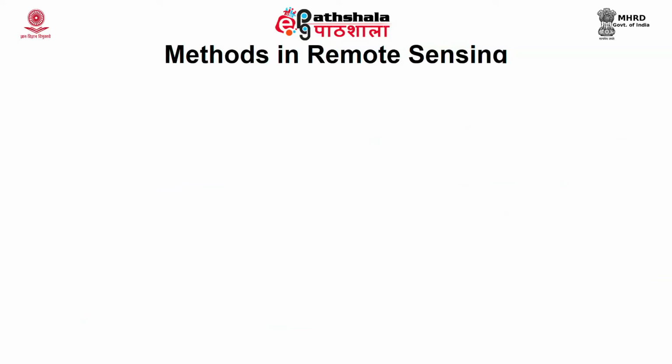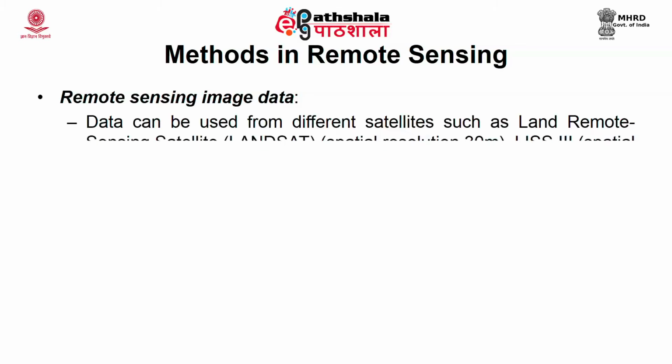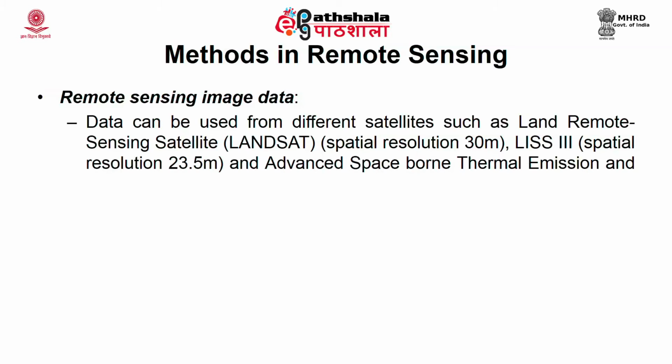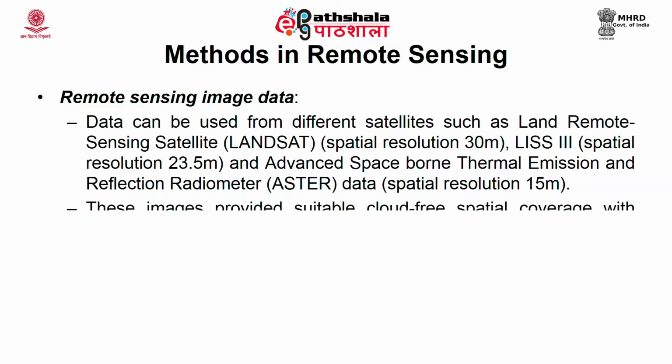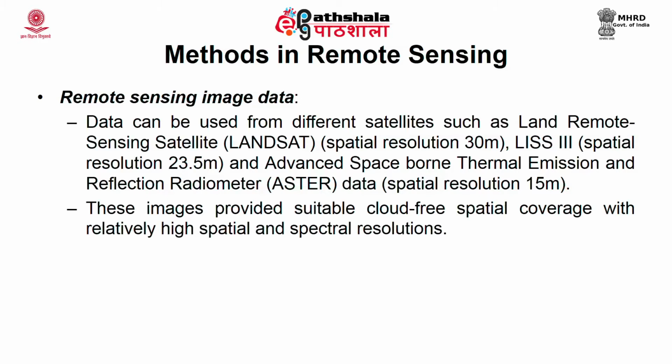Now, coming to the methods in remote sensing that are used for assessment of land resources, the first requirement is image data. The remote sensing image data can be used from different satellites such as Landsat with a spatial resolution of 30 meters, Linear Imaging Self Scanning Sensor LISS 3 with a resolution of 23.5 meters and Advanced Spaceborne Thermal Emission and Reflection Radiometer, ASTER, with a spatial resolution of 15 meters. These images provide suitable cloud free spatial coverage with relatively high spatial and spectral resolutions.